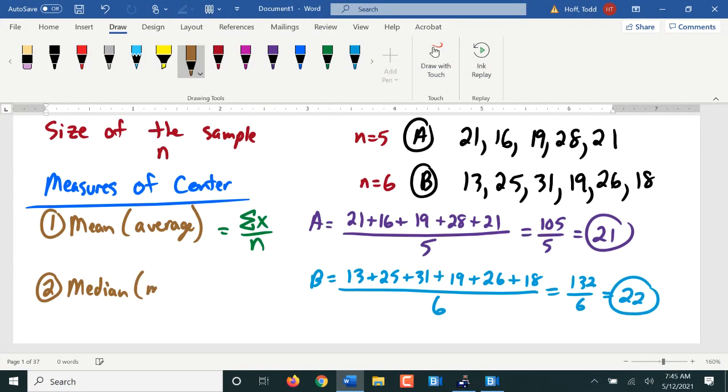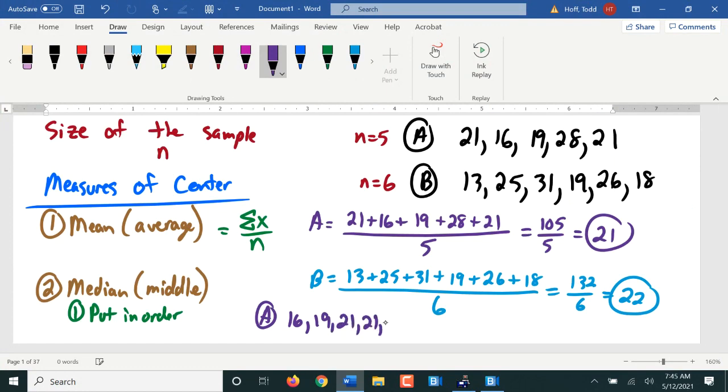Next is the median, which is physically the middle of the data. The median is a number such that half the data is smaller than it, half the data is larger than it. And it is actually a 3-step process. Step 1 is to put the numbers in order. So for set A, put them in order. That's going to be 16, 19, 21, 21, and 28. So we put them in order. That's step 1.